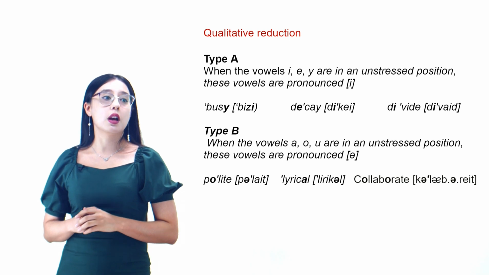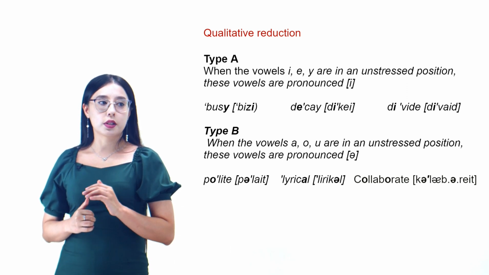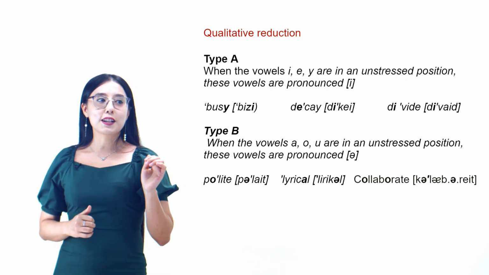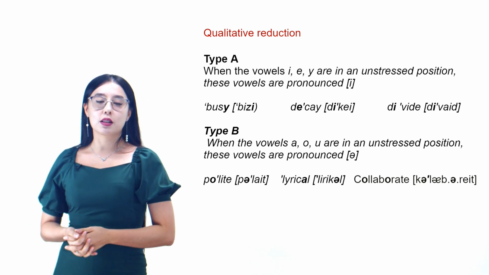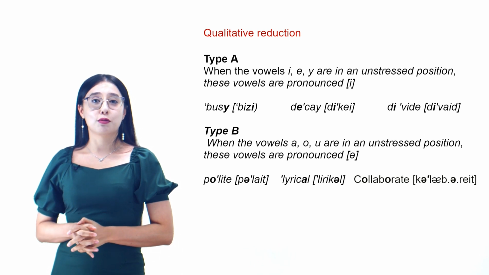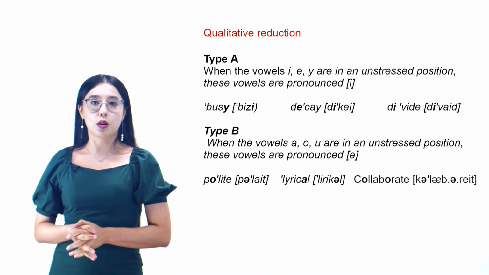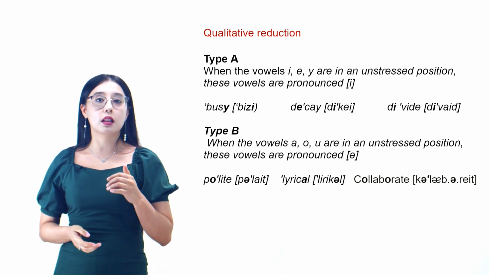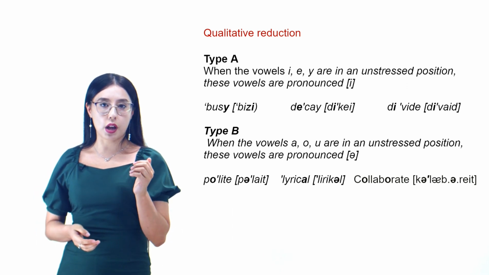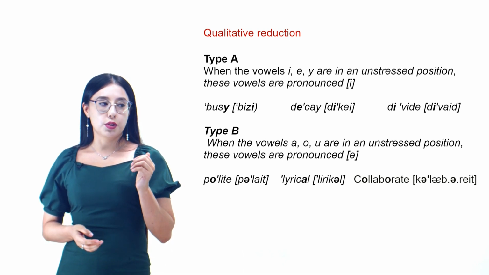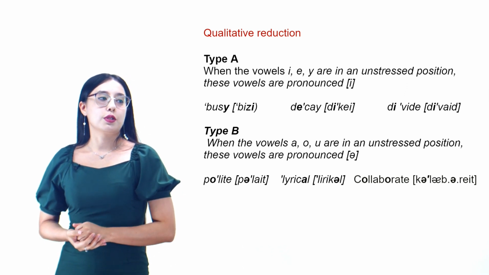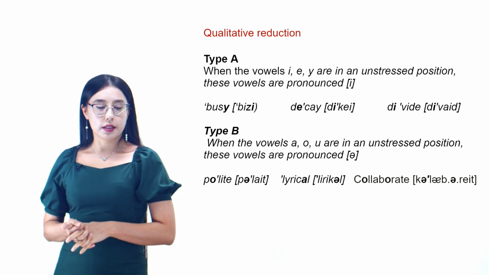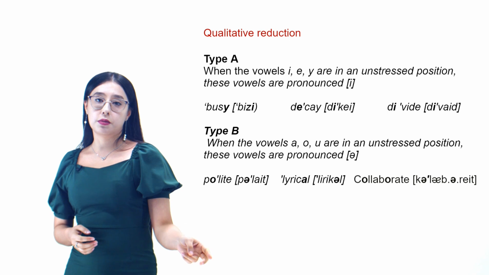Polite. Next one is lyrical. Lyrical. Oh, you see, it's too short. Oh. Or next one, again, most students pronounce it like collaborate. It's wrong. You can't pronounce it like collaborate. It's collaborate. You see, collaborate. Lab is a strong sound. Therefore, we can't reduce it. And rate is also a strong sound. But the other two, we can reduce. Collaborate. Okay, this is qualitative reduction.